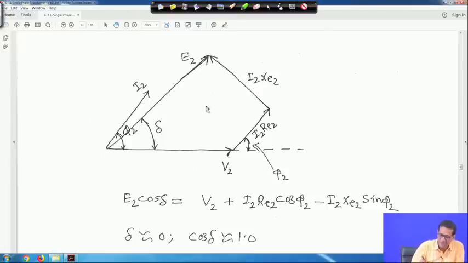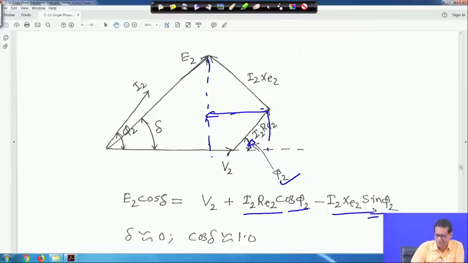It will be this E2 cos delta. So, E2 cos delta will be V2 first, plus this one, which is I2 RE2 cos phi 2, because this angle is marked here as phi 2. Take its projection, and then you have to subtract it. So, it will be minus I2 XE2 sin phi 2, because you have to find out E2 cos delta. So, first V2 plus this one, then find out how much this one is. So, it is minus I2 XE2 sin phi 2.